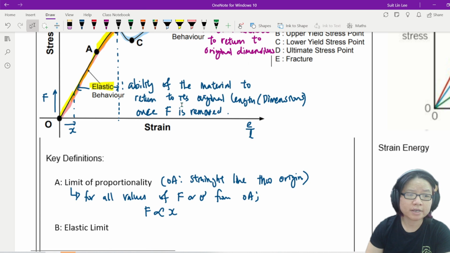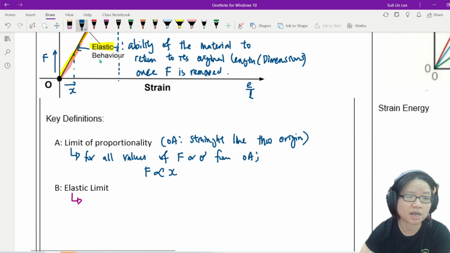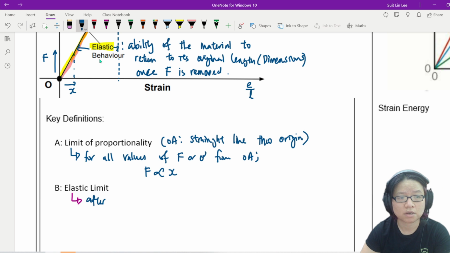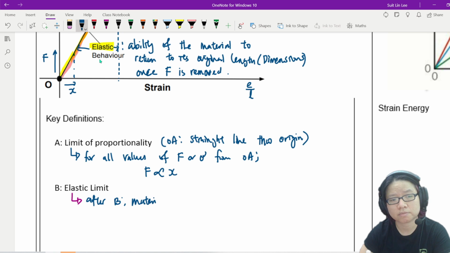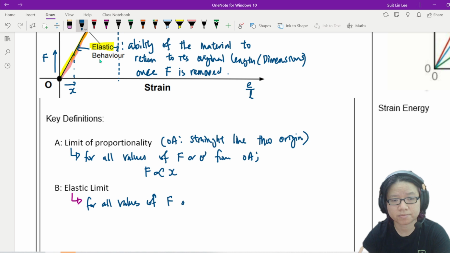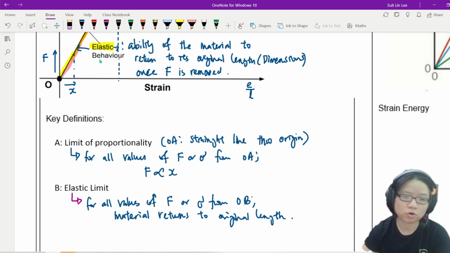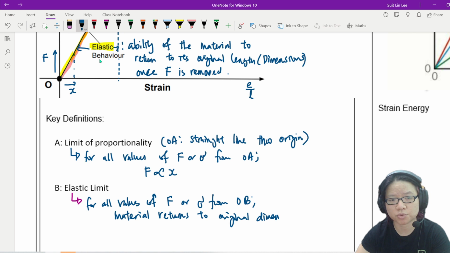All right. So another thing, we will talk about the limit of proportionality here, and then the elastic limit, by defining this as after B, the material, or rather, for all values of F or stress from O to B, the material returns to original length or original dimensions when force is removed.